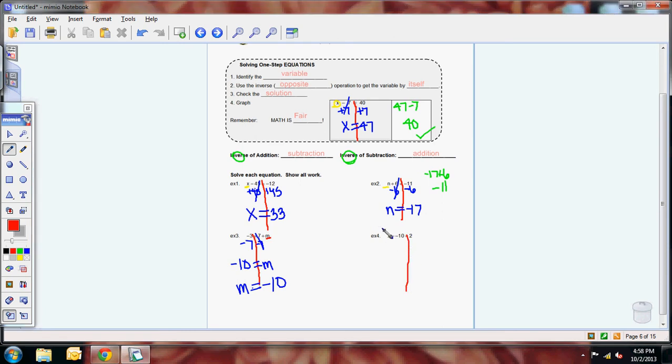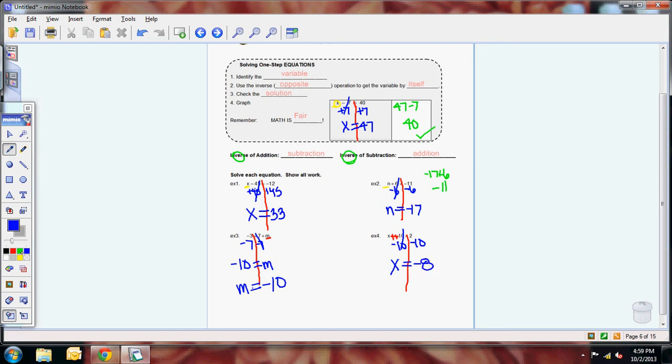Alright, last one. We have a double negative here. So after you separate your sides, the first thing you're going to want to do is do your double sweep. So this is really x plus 10. That's important because now our inverse operation, or our opposite operation, is going to be subtract. So we're going to subtract 10 on both sides. So we have x is equal to negative 8.